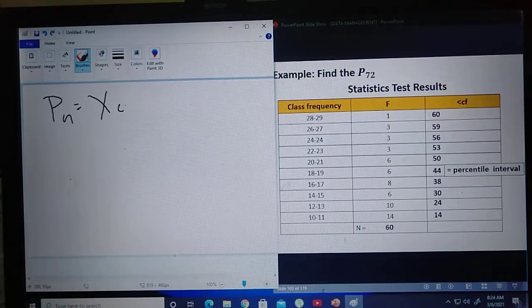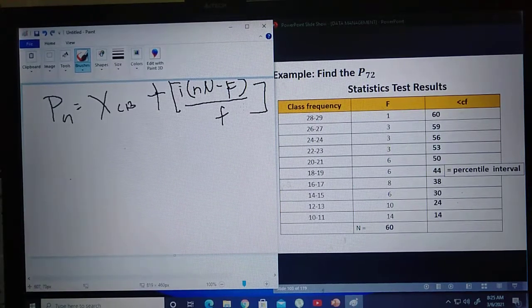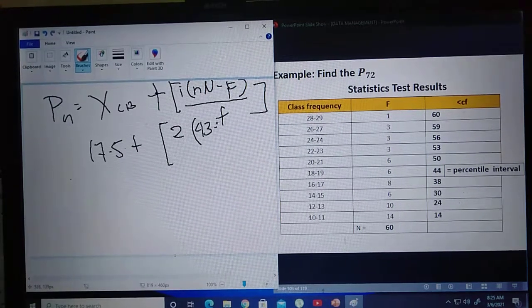Pn is equal to XLB plus i times (n times n minus F) over f. Okay. Ayan. So, since yan yung magiging focus natin, kunin natin yung lower boundary. Our lower boundary will be 17.5. And how many are the number of the class interval or the class size? We have 2. 18 and 19 lang. 17.5 ang lower boundary, habang 18 is the lower limit. Okay. Alam natin ang product is 43.2.